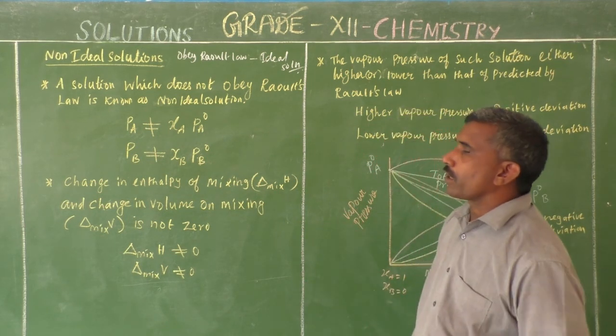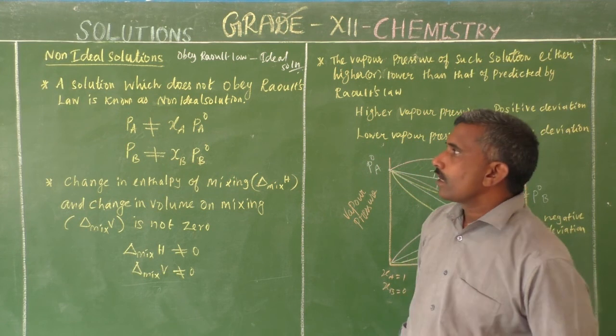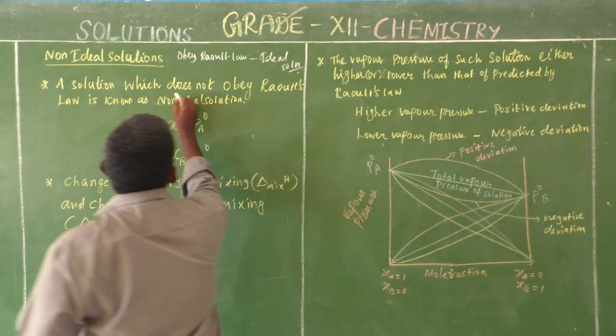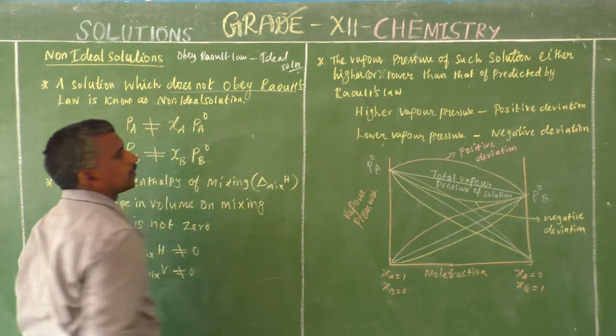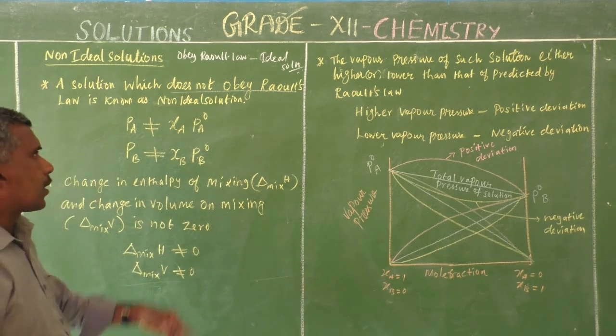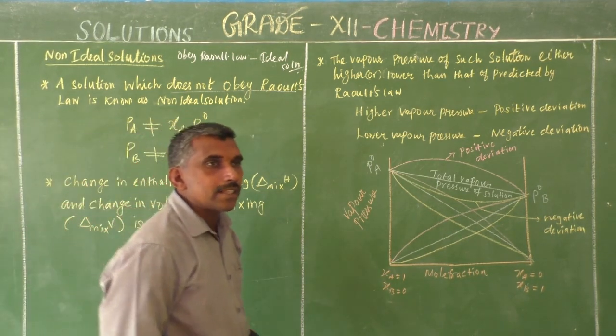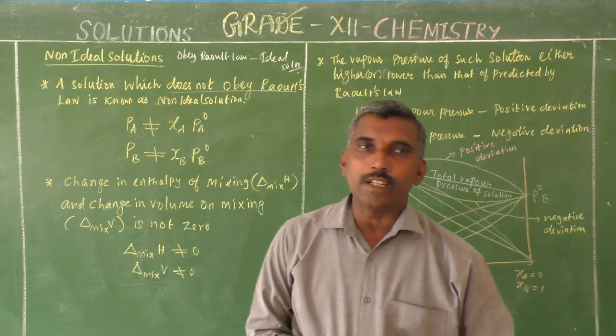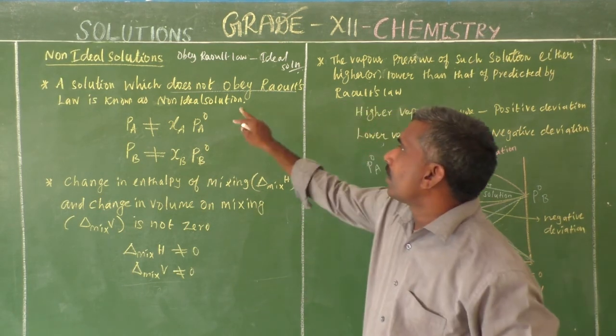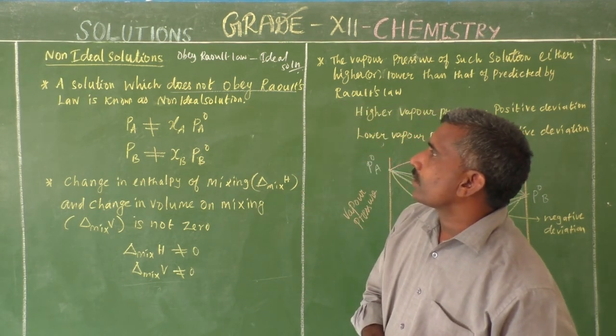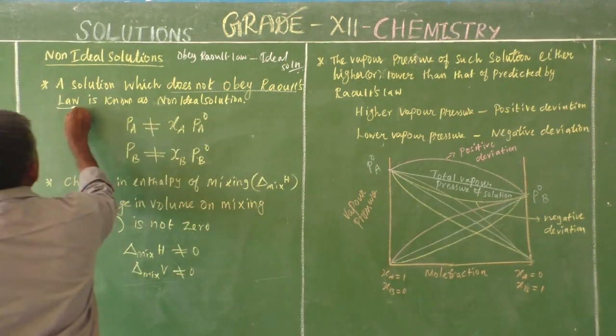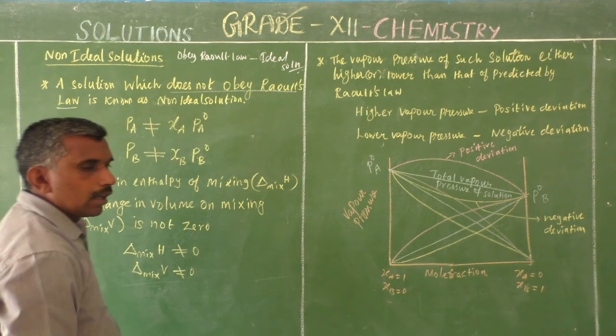First, what is the meaning of a non-ideal solution? A solution which does not obey Raoult's law is known as a non-ideal solution.